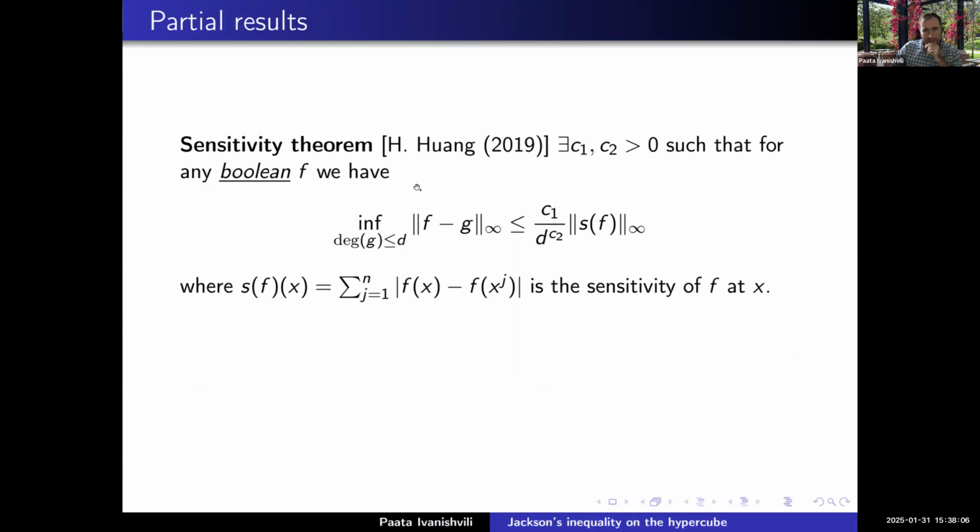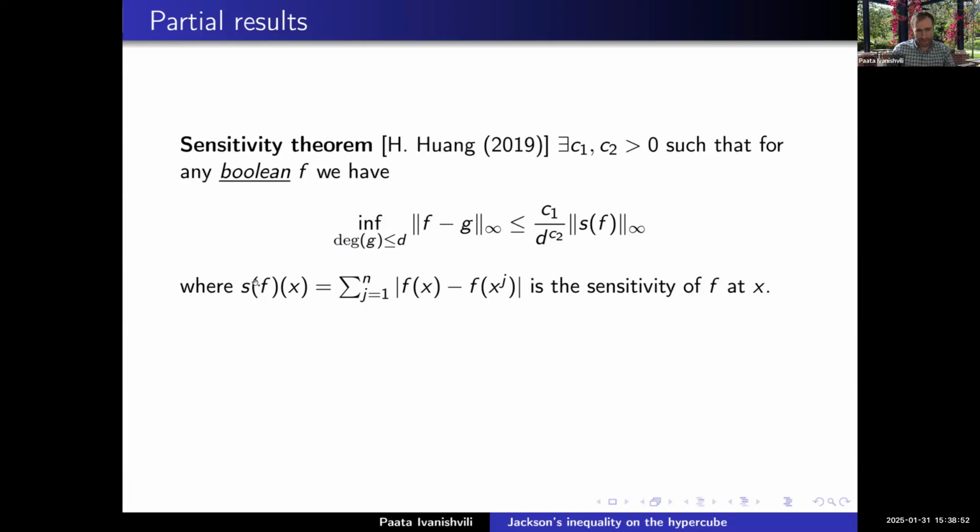So I want to start from a famous theorem, which was proved recently by Hao Huang, who resolved the sensitivity conjecture. It's a wonderful work published in Annals of Mathematics. He showed that his theorem can be stated in an equivalent way as an approximation problem. The result he proved is equivalent to the fact that there exist universal constants C1 and C2 greater than 0, such that for any Boolean function, we have the following bound on this approximation. It's less than or equal to C1 divided by d to the C2 times the L infinity norm of the sensitivity.